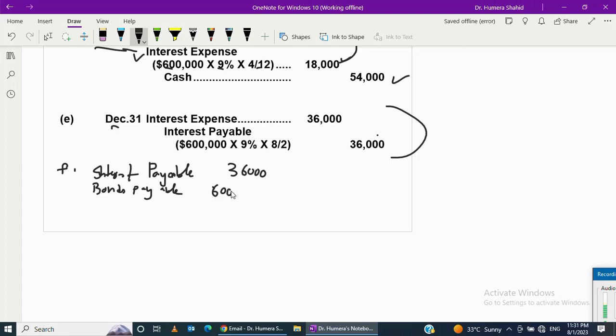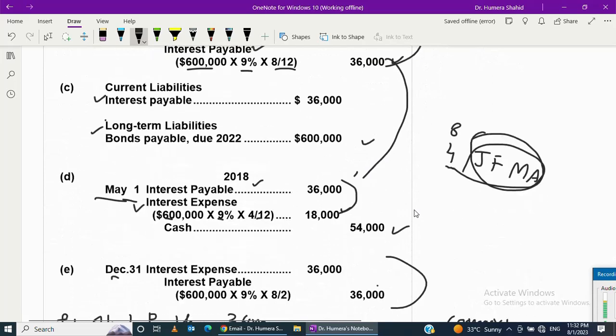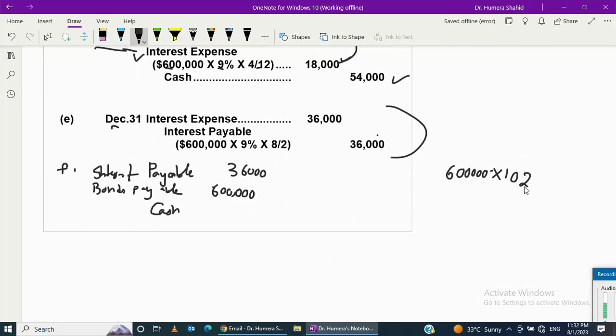What is the value? 600,000, right? And then you will pay cash, but we need to see whether we have a gain or a loss. So basically for 600,000 you are paying 102%. You are paying above 100%, right? So in this case you will have a loss on redemption. So I'm going to erase this cash, put it a little down so that I have a place for writing loss on redemption of bonds. It will also get debit, cash gets credit, this money plus the interest 36,000 which you are going to pay.